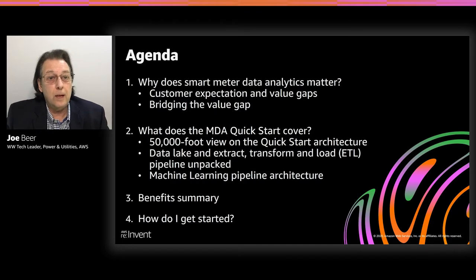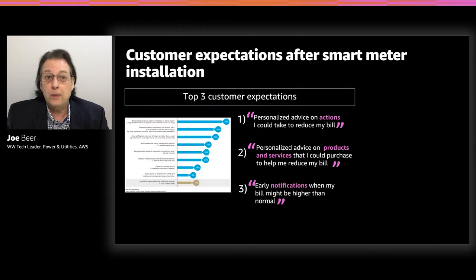So let's take a look now at the situation that utilities are in today. In true Amazonian fashion, we're going to look backwards through the eyes of a customer about what the biggest expectation gaps have been. There are a lot of studies out there like the one referenced here, and they all surface the same thing. Utilities' customers want to save money on their utility bill. That's what the big expectation is.